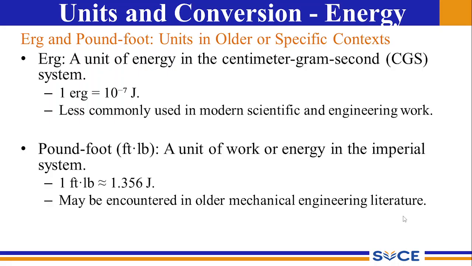The other one is pound foot. It is the amount of work or energy in the imperial system. You may encounter this terminology in older mechanical engineering literature. Older equipment will have the energy produced or stored expressed in these terms. So 1 foot-pound is equivalent to 1.356 joules.